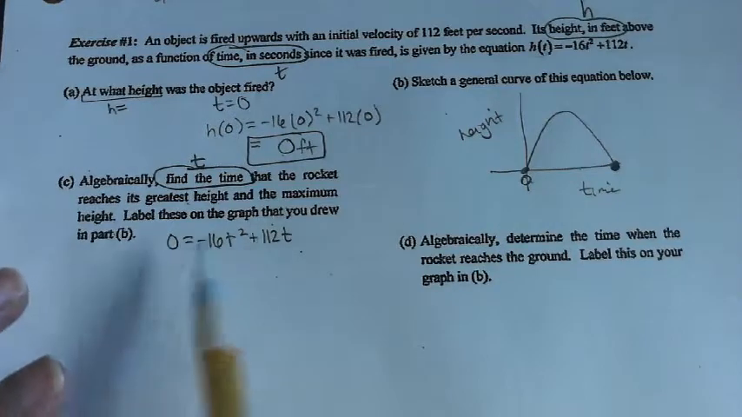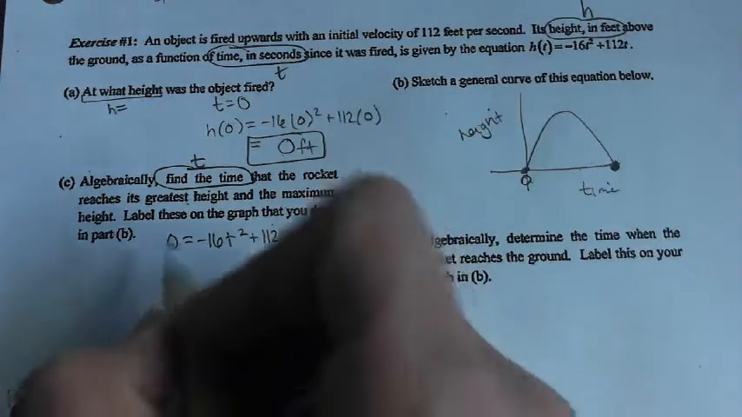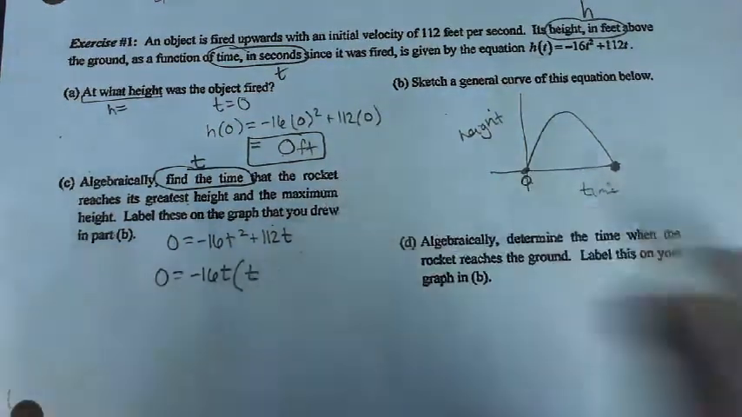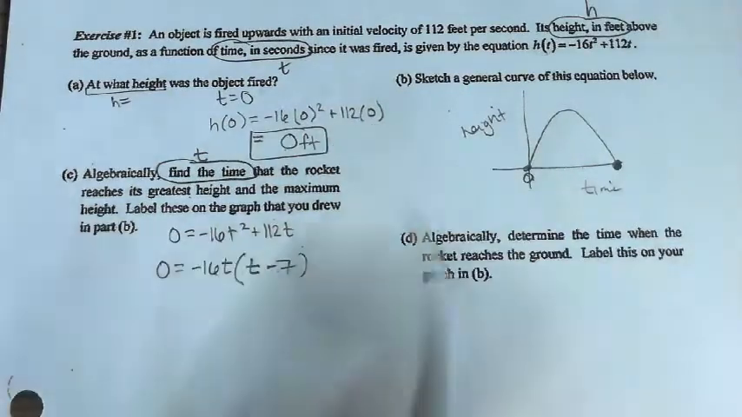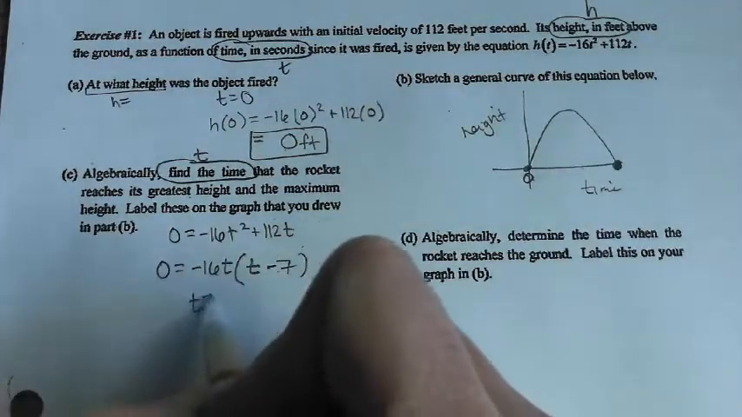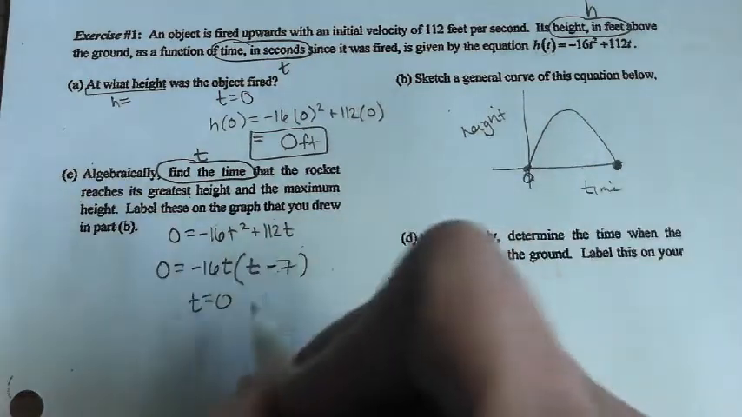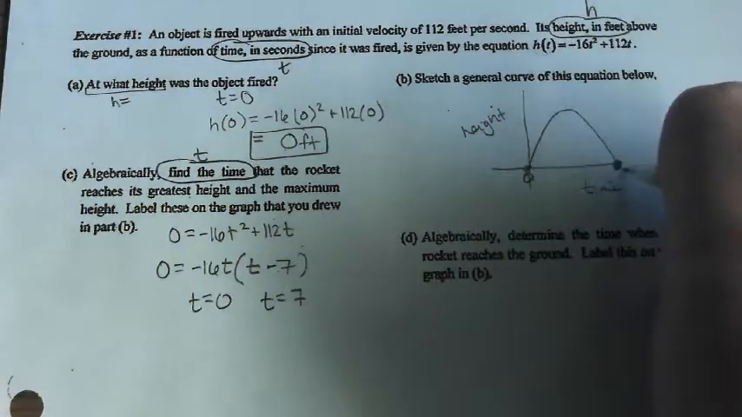And why am I not going to waste my time with the quadratic formula? What's the more efficient way of solving this? Solve by factoring. There's a GCF here of negative 16t. I pull that out. What's 112 divided by negative 16? Negative 7. So when I set it up, I get time equals 0. I knew that. The height was 0 when the time was 0. And also time equals 7. So I'm going to go up and label that 7.